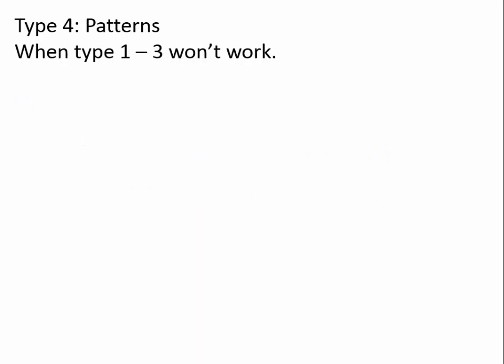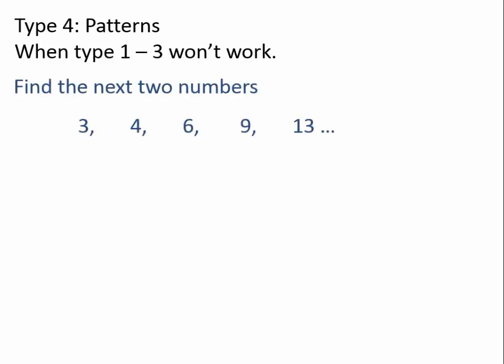And then the last type would be just patterns, things that you can see. So when you find that type 1 to 3 won't work, go for patterns. And usually in patterns you're given more numbers, so it's usually a giveaway.